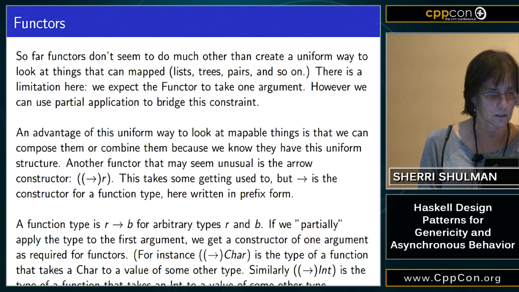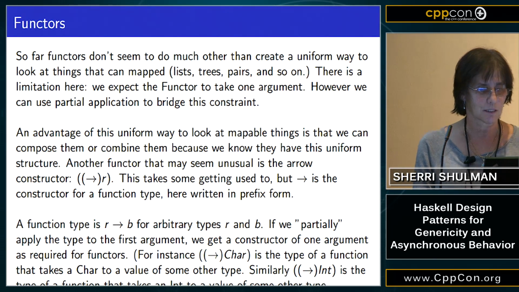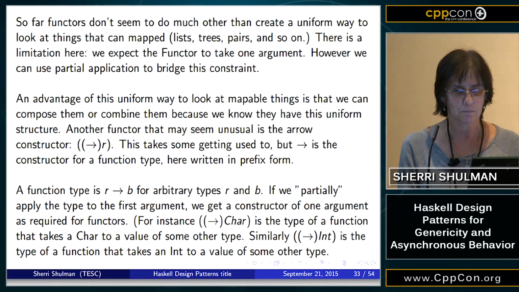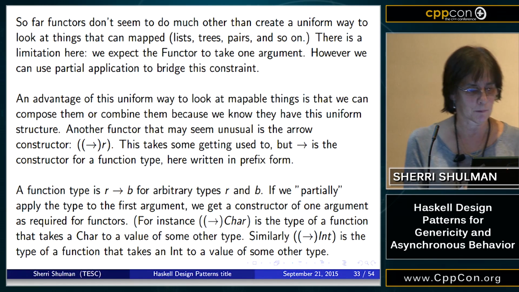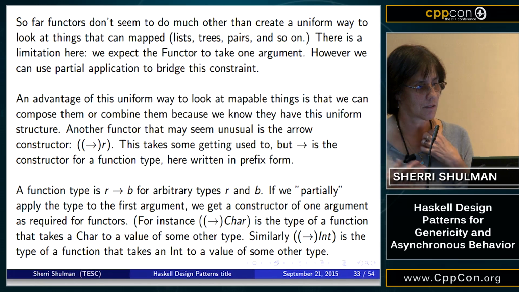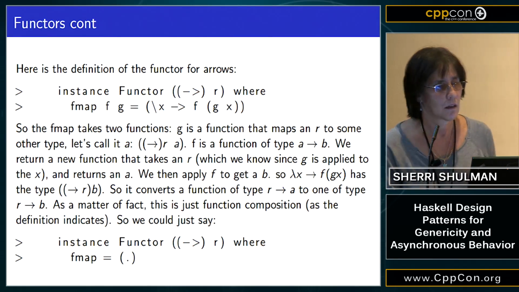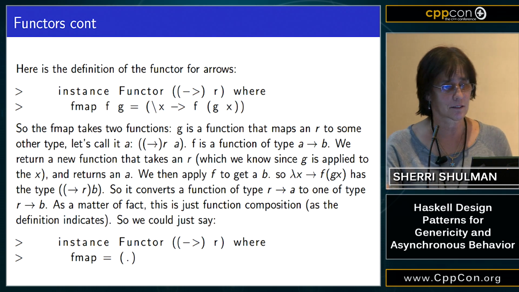So a function type is R arrow B for arbitrary types R and B. If we partially apply the type to the first argument, we get a constructor of one argument, as required for functors. So arrow char is the type of a function that takes a char to a value of some other type. Arrow int is the type of a function that takes an int to a value of some other type. So it's a functor. What's the definition of it as a functor?